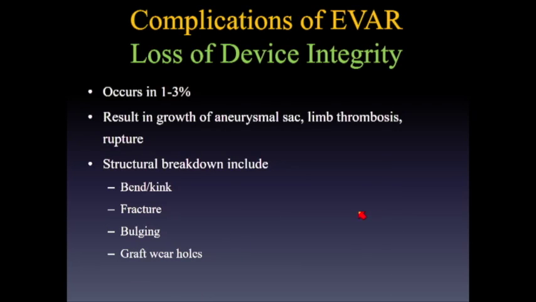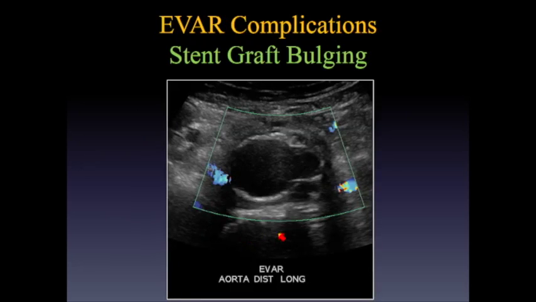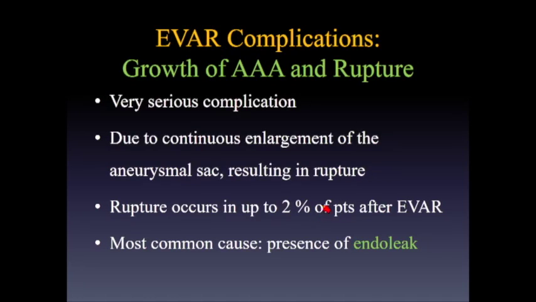A loss of device integrity could be seen with fractures, bending, or bulging of the graft. So when you see that the shape of the stent graft is not uniform and there is some bulging, like in this case, it also has to be mentioned, and the surveillance has to pay attention at the next follow-up visit. When the aneurysmal sac is growing, there is a high possibility of rupture. So it's a very serious complication, and usually continuous enlargement of the aneurysmal sac results in rupture.